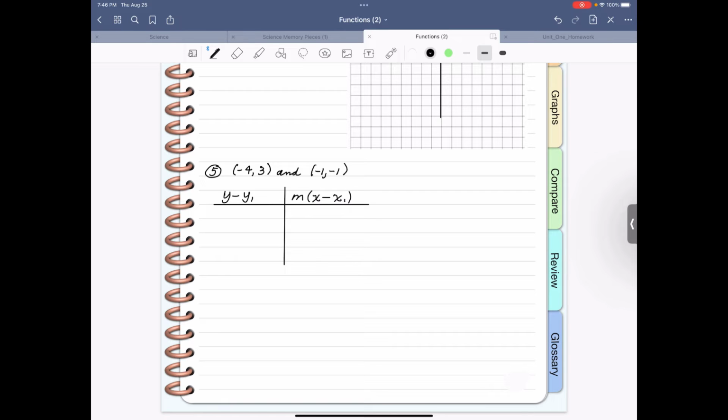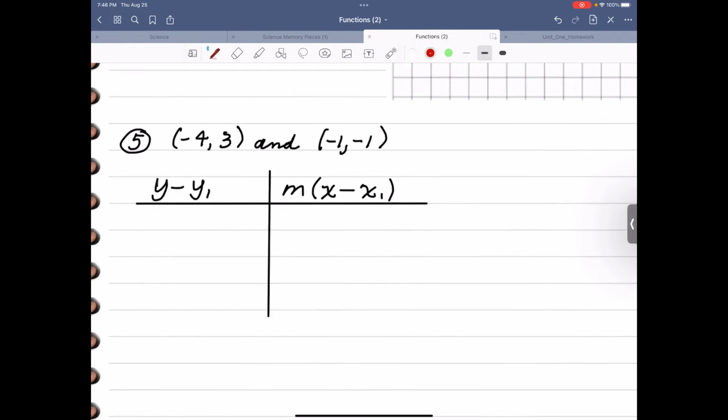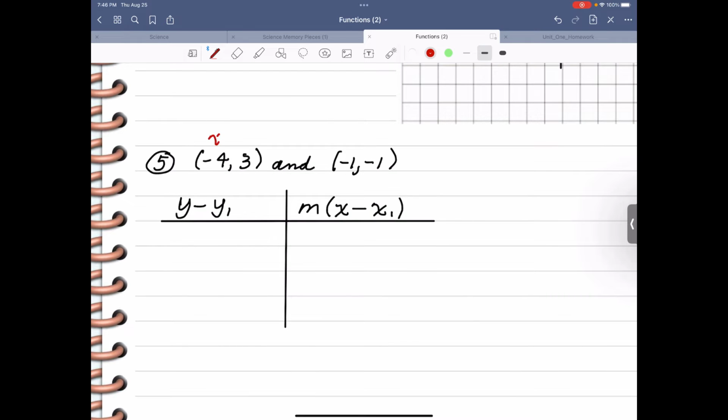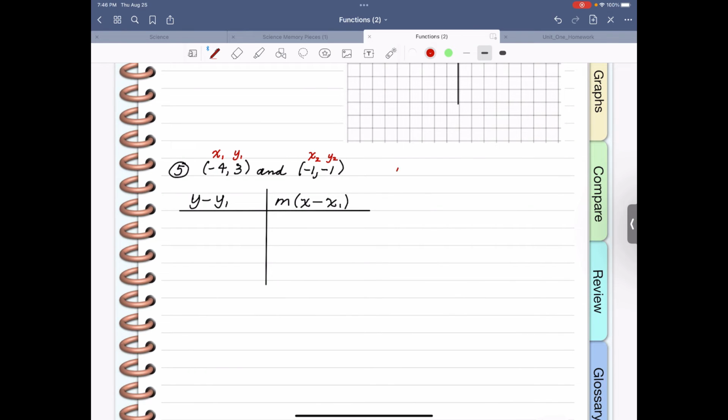And here's what we have. Either one of those points would help me, but I don't know slope. So I'm going to have to find slope. And I'm going to do that with 2 points, x1, y1, x2, y2, and then my formula. So slope is rise over run.